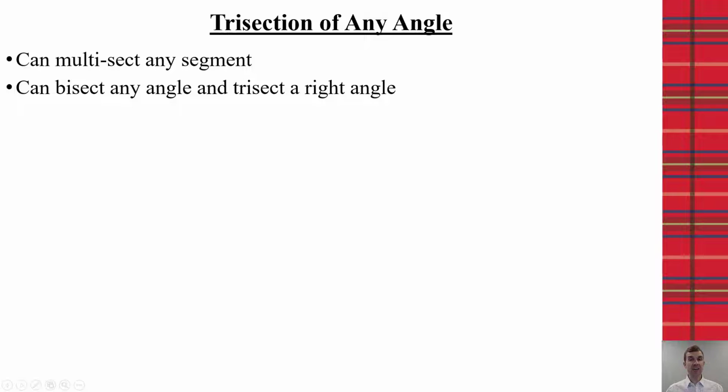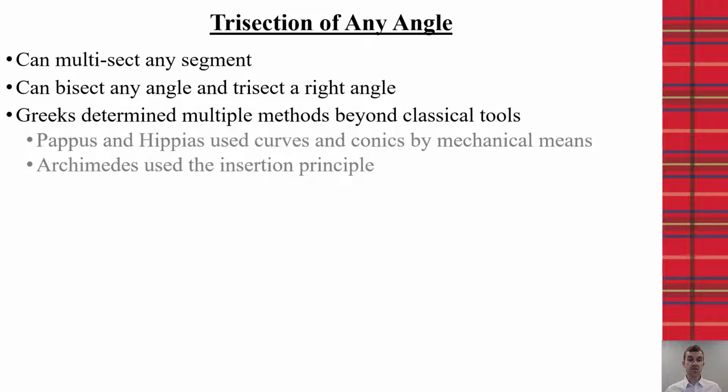Now, with the trisection of an angle, it was recognized that you could multisect a segment. They also knew how to bisect any angle, and they could trisect a right angle. So they were trying to see, can we trisect any angle and then multisect any angle? Now, many different methods were created that allowed for the trisection of an angle, just not with those classical Euclidean tools. Pappus and Hippias were able to use curves and conics, but they had to use mechanical means, which means they're marking pieces as they go along. Archimedes used the insertion principle, again, using markings to be able to make this trisection occur.